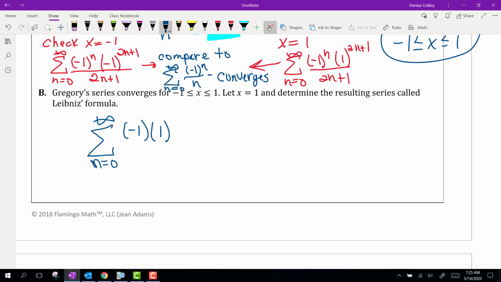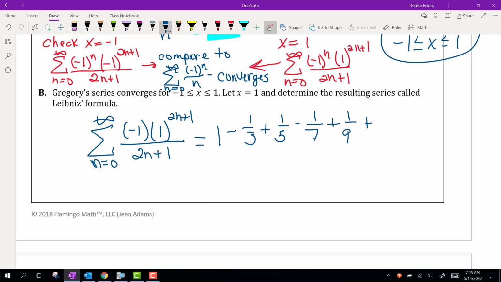This is why I love math so much, because stuff like this just blows my mind. So you can really just ignore that 1. And so it'll look like this: 1 minus 1/3 plus 1/5 minus 1/7 plus 1/9. If you put enough terms in, what is cool is this actually equals pi over 4, which makes sense because remember our original function was arctangent, and if arctangent equals 1, the angle was pi over 4.